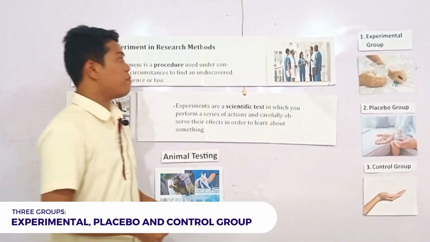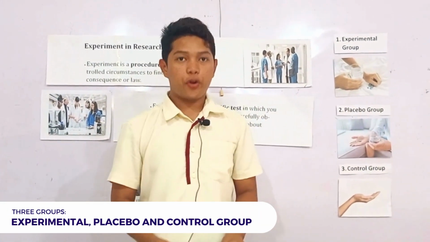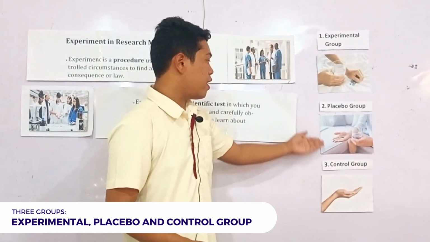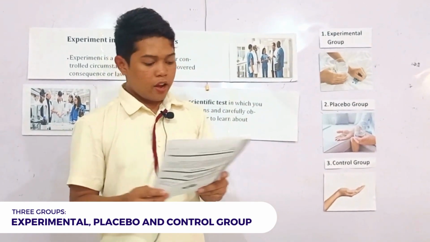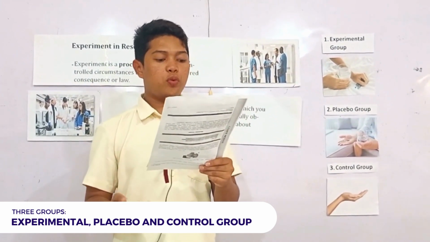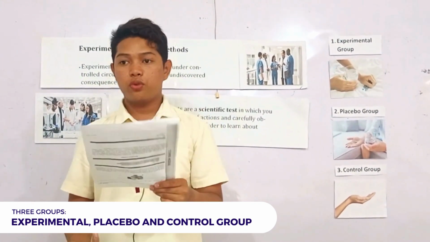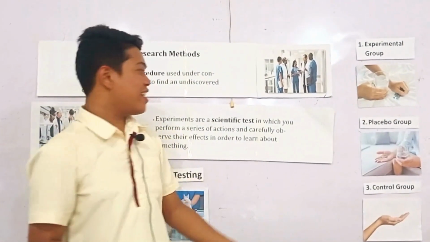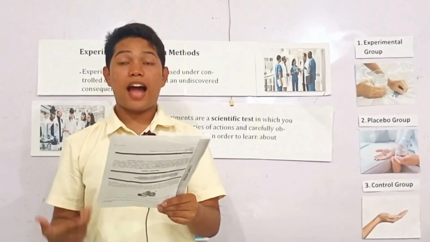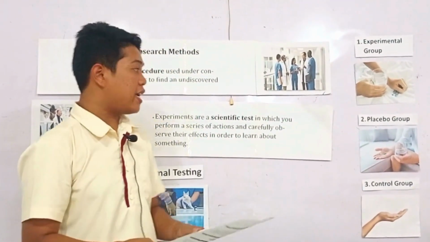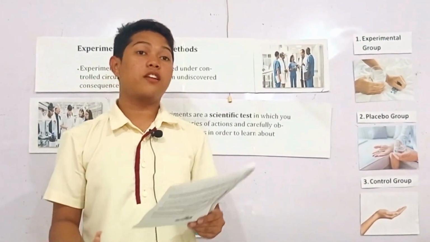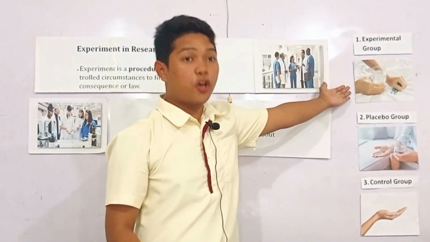So in doing some experiment, these are the three groups. First is experimental group, second is placebo group, and third is the control group. The experimental group receives the treatment whose effect researchers wish to study. The second one is the placebo group. The placebo group is given a chemical that resembles the actual medication but does not contain any actual medication. A placebo is a substance with no chemical effects, not like an experimental group.